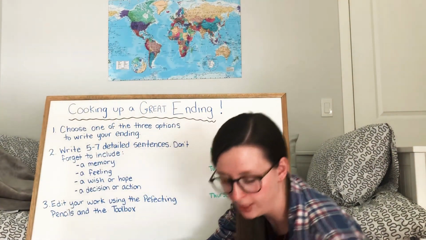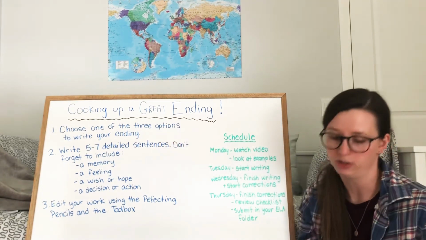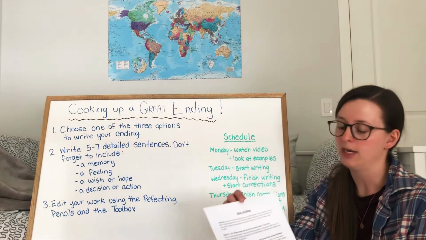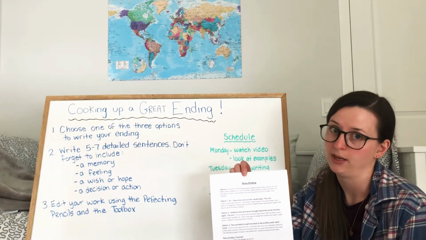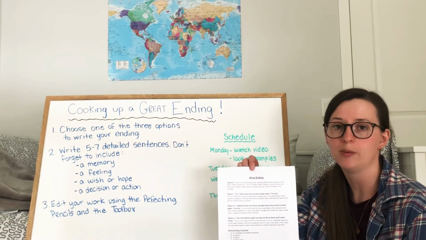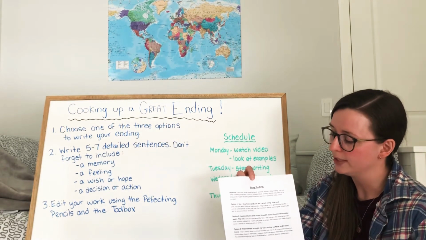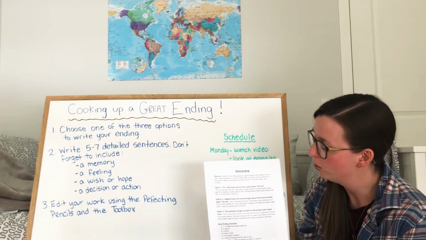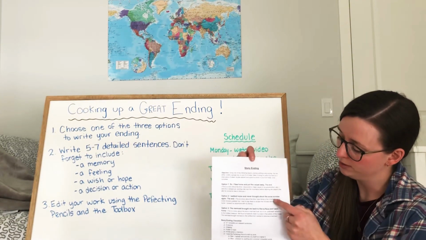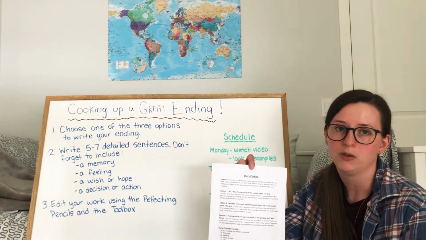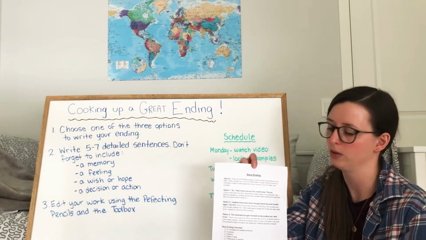So to cook up a great ending, the first thing you want to do is to choose one of the three options to write your ending. On the second page in your handout, we've given you three options that are extremely boring, and it is your job to spice them up and include the four elements in your ending. For example, one of the options is, "So I flew home and put the carpet away, the end." Underneath each of the options, there's a little bit of a backstory so that you can know what might have gone on in the main event, and that will help you to be able to write your ending.